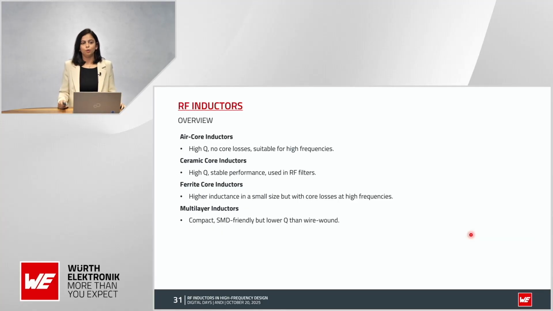Now, a quick overview. Air core inductors: high Q, no core losses, suitable for high frequencies. Ceramic: high Q, stable performance, used in RF filters. Then ferrite core: higher inductance, a small size, but with core losses at high frequencies. Multilayer inductors: compact, SMD friendly, but lower Q factor than wire wound.